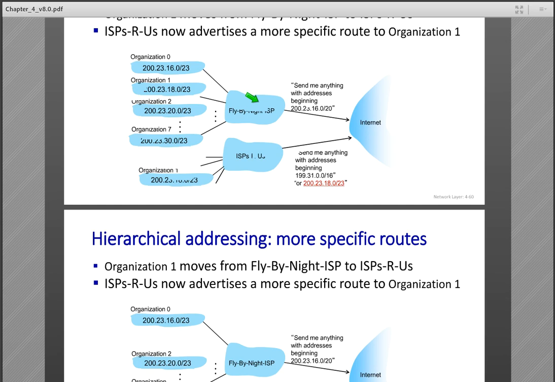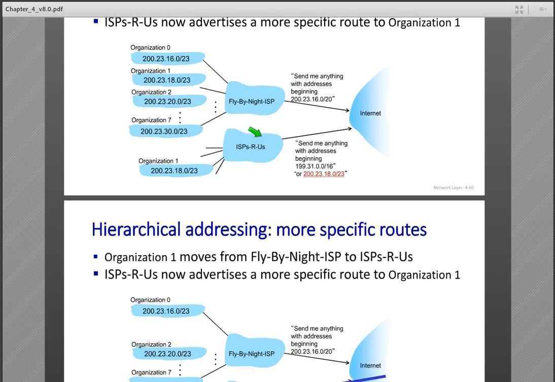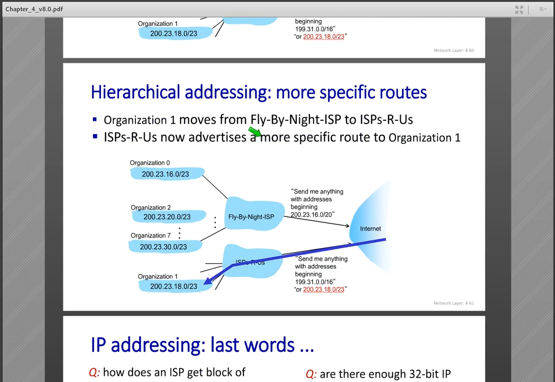For example, one path is routed through a fly-by-night ISP, and the other path comes from, for example, RUS ISP. I should select which of those routes to use, the top route or the bottom route. Here, we choose the bottom route. Why do we choose this route?